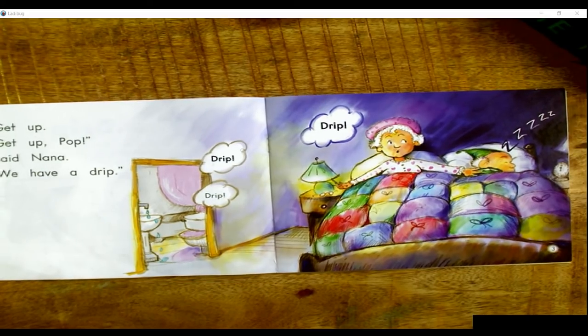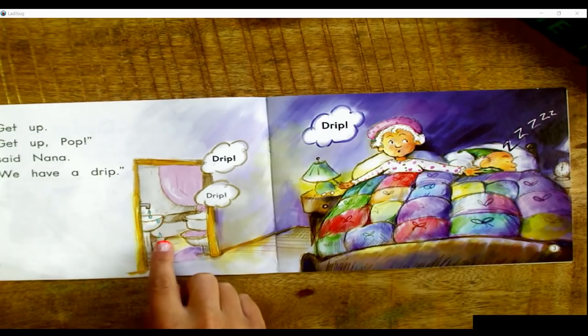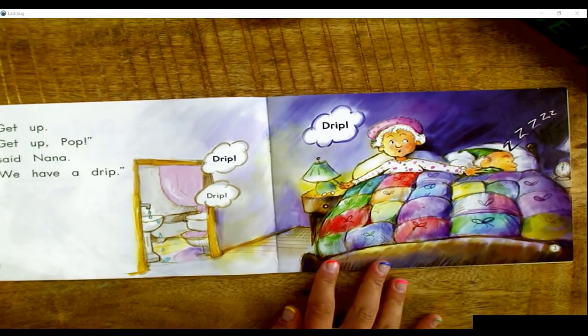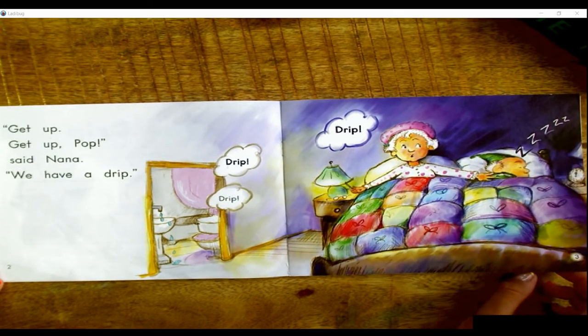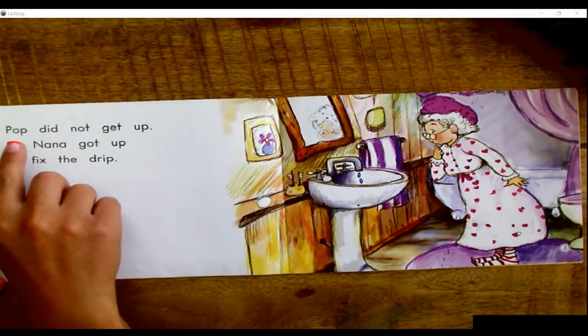This is a problem. I know this is a problem because we don't want to get water out of the sink and onto the floor. And we also don't want to waste water either. Let's start reading the middle of the story to see what Nana and Pop do to solve this problem. I'm going to get started reading here.